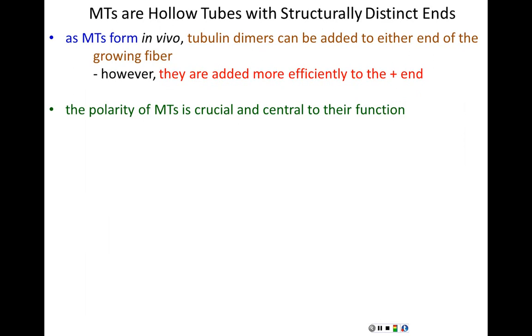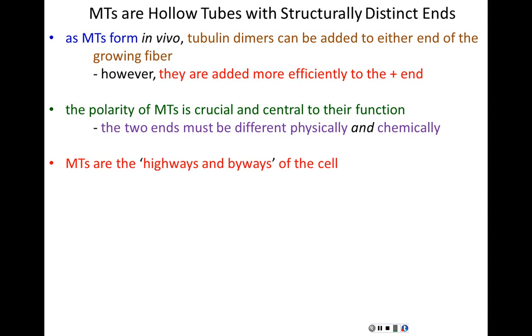The polarity of microtubules becomes important for their function. Remember, microtubules' specialty is not strength, but transport. And when you're going somewhere, when you're moving, direction, polarity is important. When you consider that the specialty of microtubules is cellular transport, it becomes a necessity that the two ends have to be physically and chemically different.